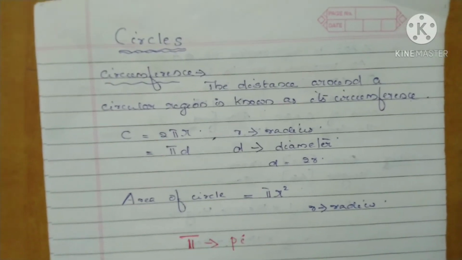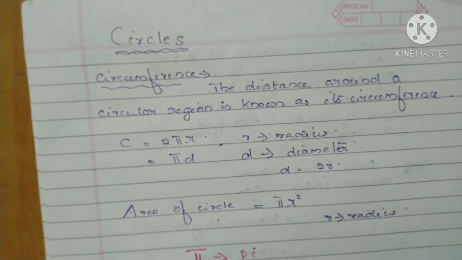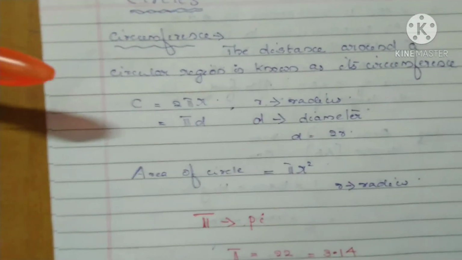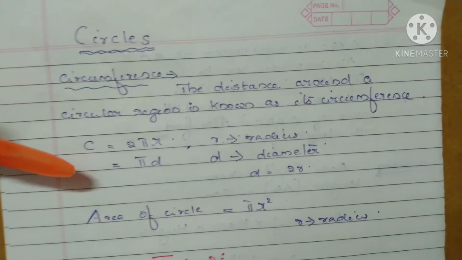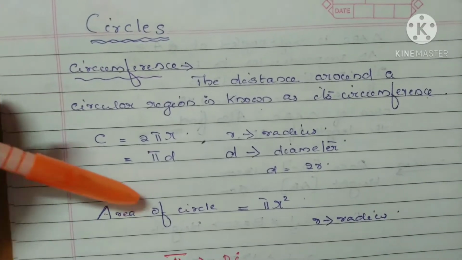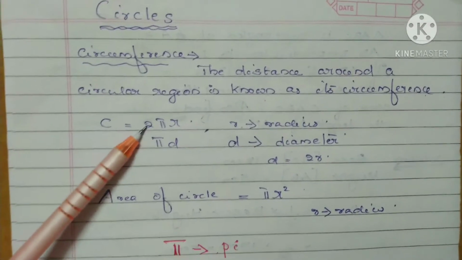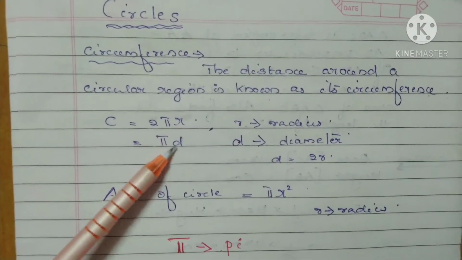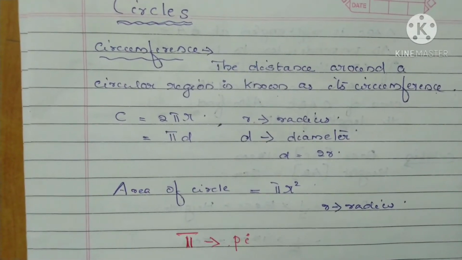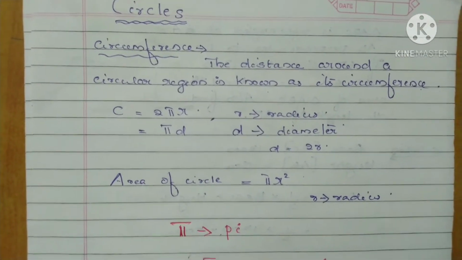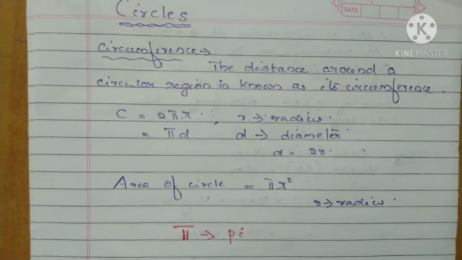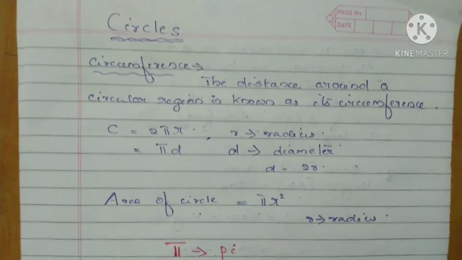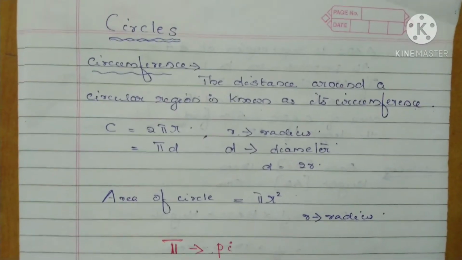So two formulas are there to find the circumference. If the radius is given, you can use 2 pi r. If the diameter is given, then pi d, because look here, 2r, that is the diameter only. So any one formula you can use depending on the question. If the radius is given, we use 2 pi r. If the diameter is given, we use pi d to find the circumference.